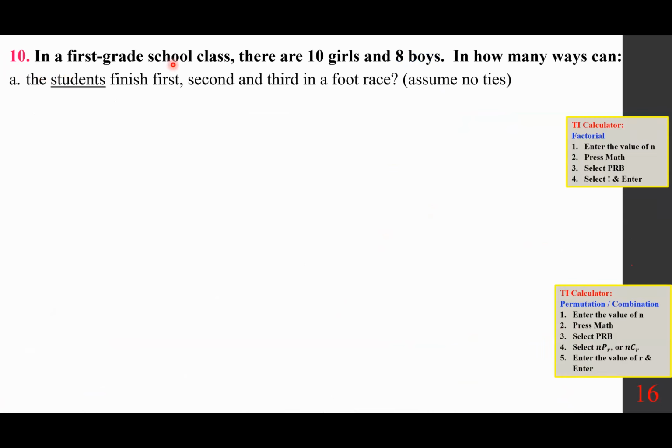In a first grade school class, there are 10 girls and 8 boys. In how many ways can the students finish first, second, and third in a foot race? Assume no ties. Understand we are looking at permutation and combination. So it's important to understand whether order is important or not. And so since we are interested in the first, second, and third, order becomes important, and therefore we are dealing with the permutation.